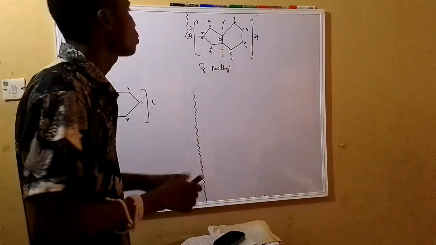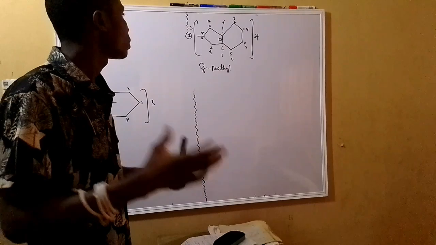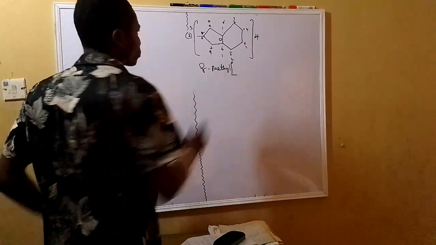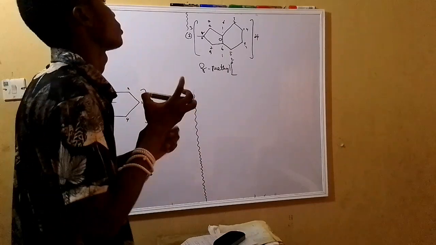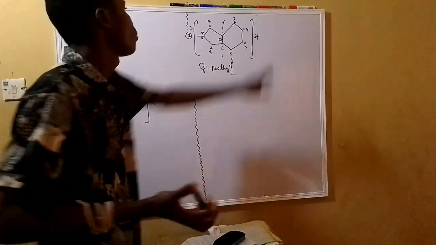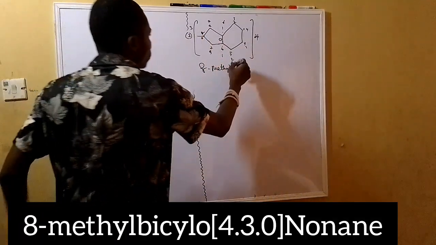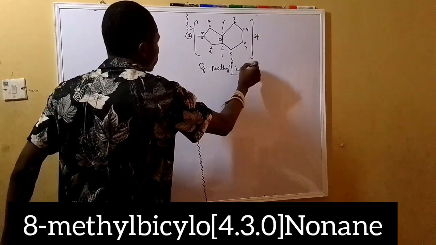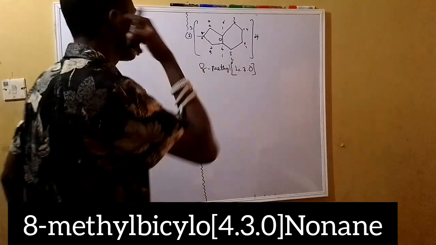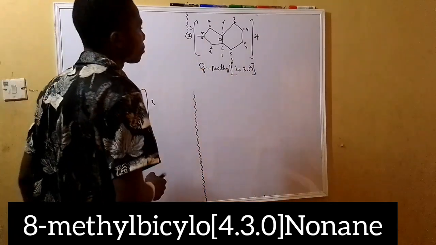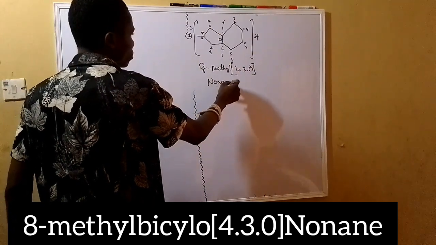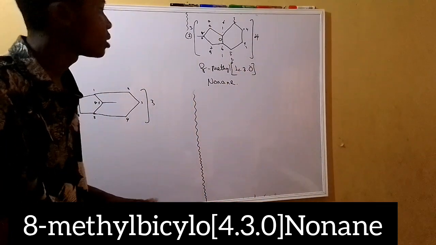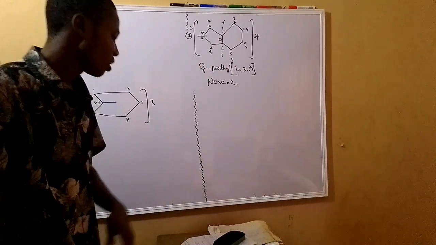Are you with me? So 8 methyl, the degree given to it is what? What is the degree? 4.3.0. And as we all know, 8 methyl 4.3.0, we have no name. So that is the naming of this.